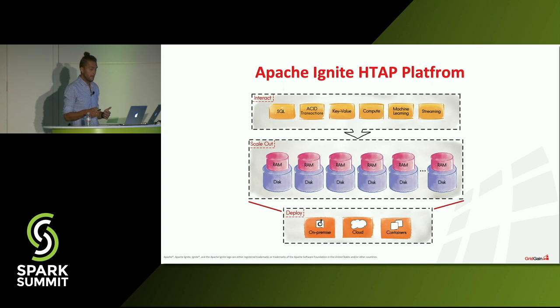And here, as you can see on this slide, the data can be distributed across a cluster of machines and can be located both in RAM and on disk. And all the APIs you see here, like SQL queries, ACID transactions, computations, machine learning, everything works smoothly and equally well over the data that is both in memory and on disk.